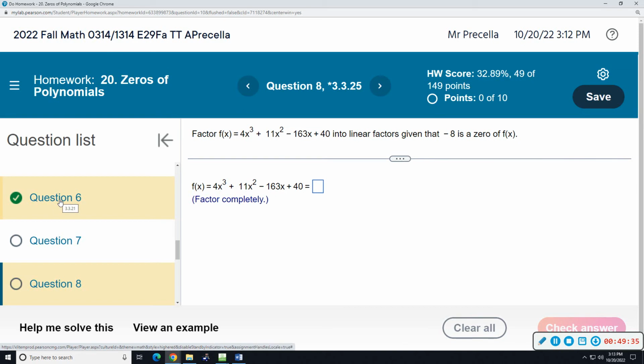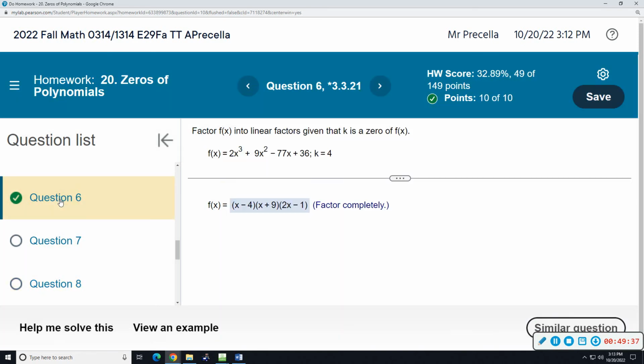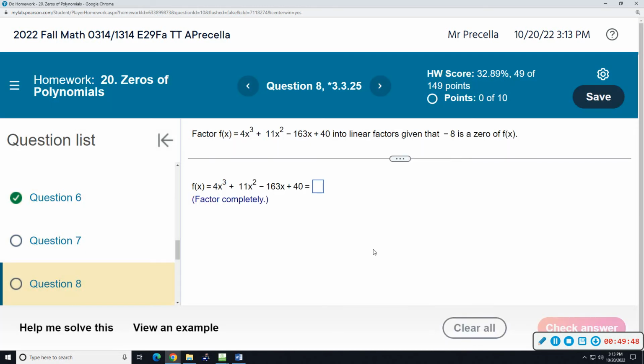Well, here on number 8, it doesn't specifically say k equals. It just says blah blah is a zero, but the zero is always k. So, let's see, number 8 is saying negative 8 is a 0, so that means k equals negative 8. Let me write this in: 4x to the third plus 11x squared minus 163x plus 40.